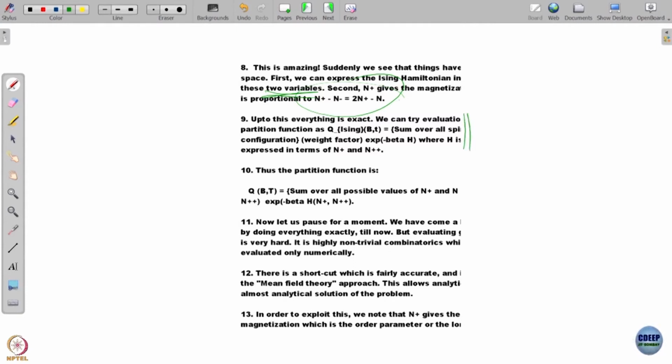So now I go back to the partition function, a sum over all possible values of n plus and n plus plus, and then I write the Hamiltonian in terms of n plus and n plus plus. Well, I have not written down for you what the real Hamiltonian would be in terms of n plus and n plus plus. That I will do in a minute, because I have to eliminate those things which are little time consuming. Okay. We have done everything exactly, and now after that one does a shortcut, which is the mean field theory.